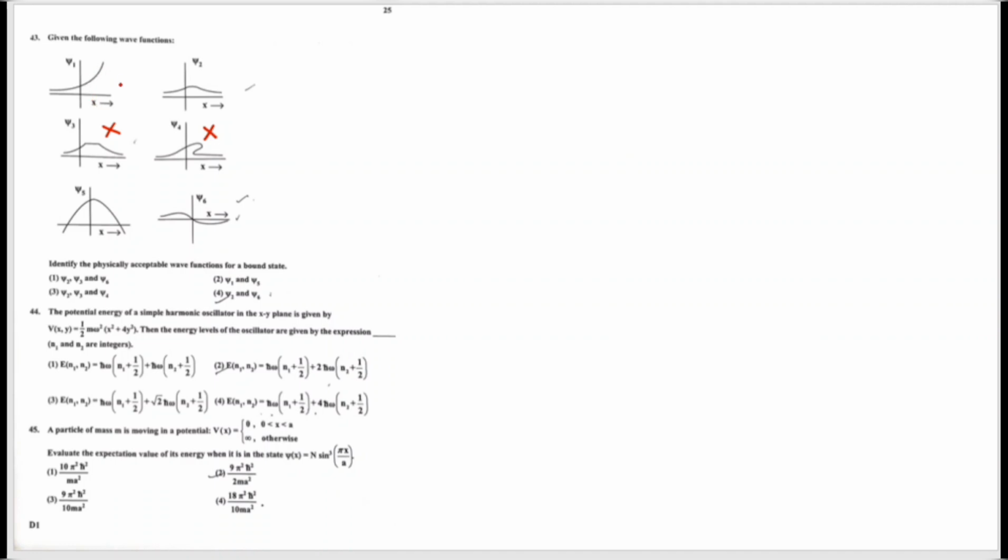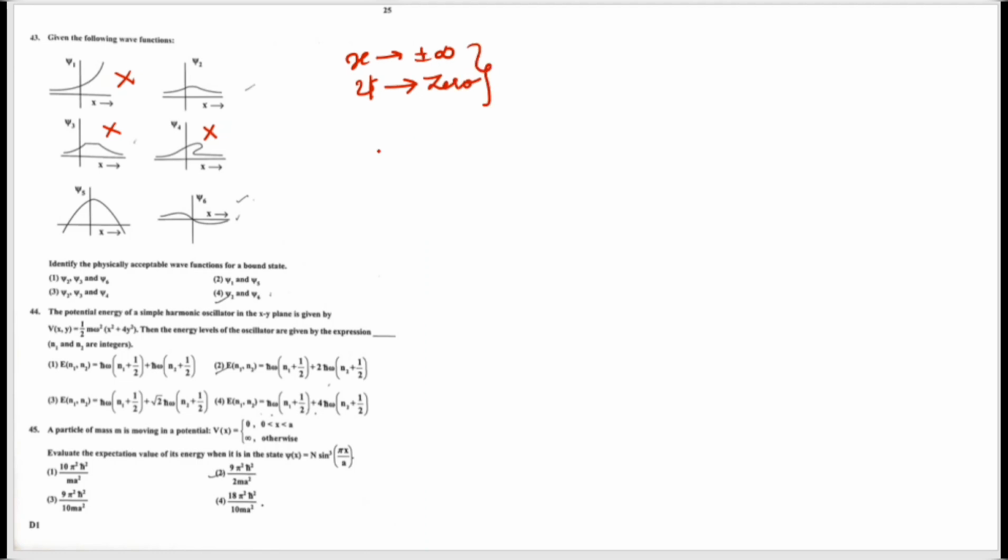Next, the condition is that it should be square integrable. What does square integrable mean? For a bound state, the probability of finding the particle must be finite, meaning that as x tends to plus or minus infinity, this xi should approach 0. This is the meaning of square integrable.